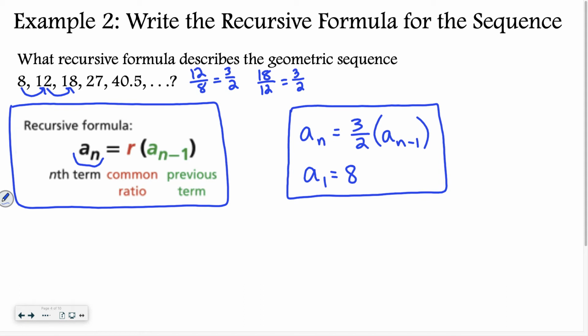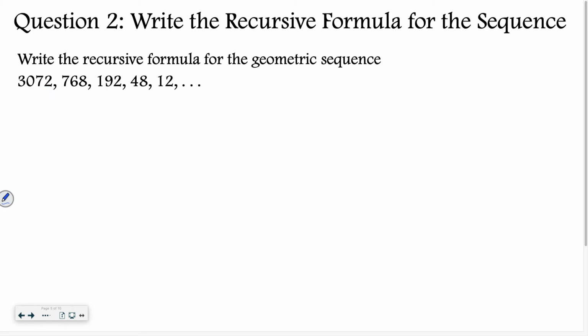Your online book is going to swap between using A1, like first term, or initial condition is another phrase that they use to describe that first term. Okay? So it'll be called either A of 1 or initial condition. They mean the same thing. All right, I want you to try writing a recursive formula for this geometric sequence. Good luck.